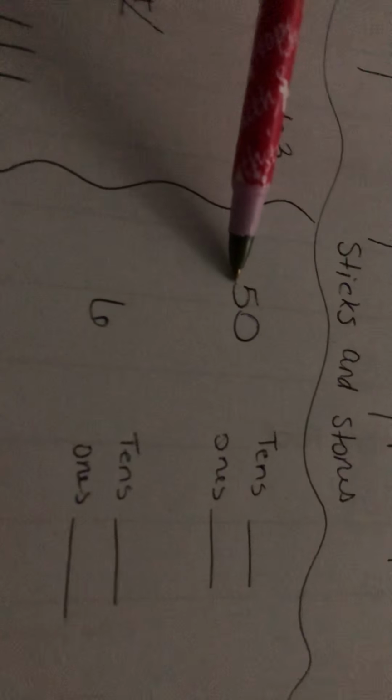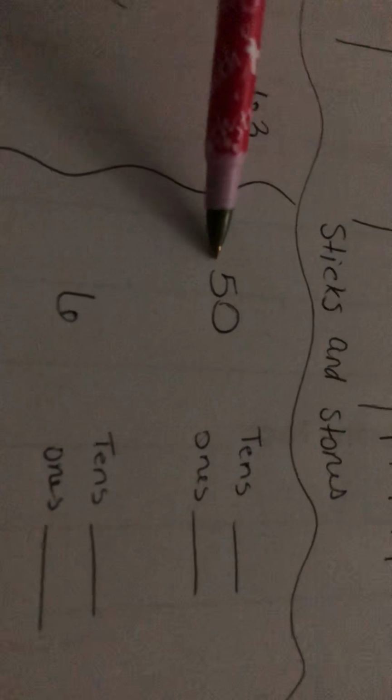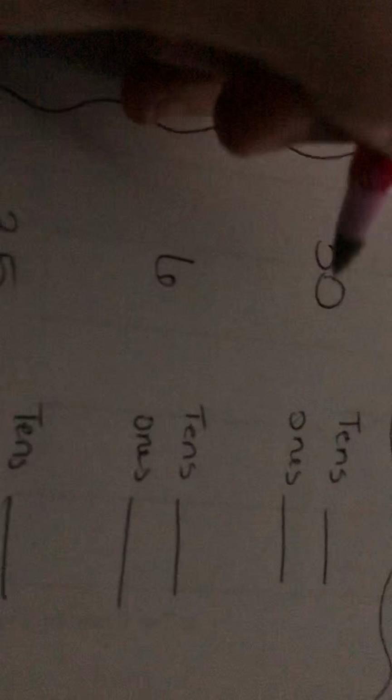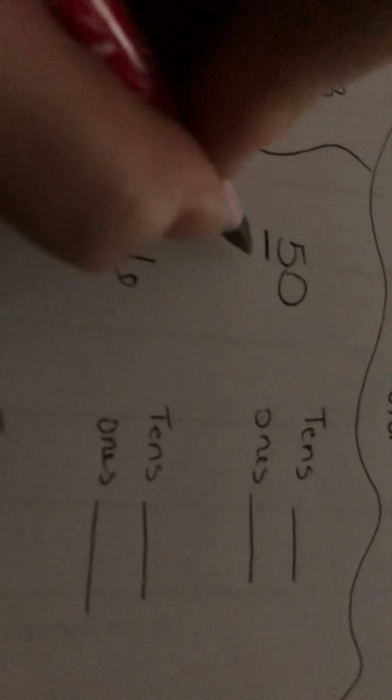Now over here on their test, they are going to see a few things like this. They want you to write how many tens and how many ones are in each number. So the number 50. Some students say, oh, there's 50 tens. No, there's not 50 tens. How many tens would make 50? Well, let's count. 10, 20, 30, 40, 50. There's 5 tens. The number 50 isn't in the tens place. The number 5 is in the tens place.